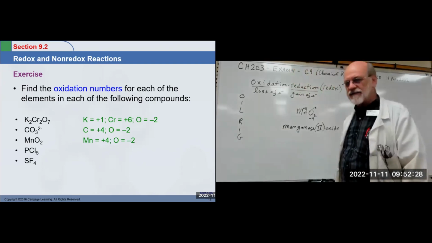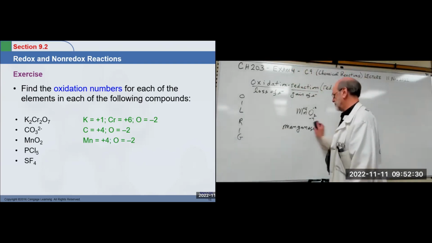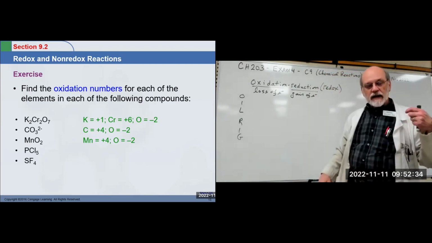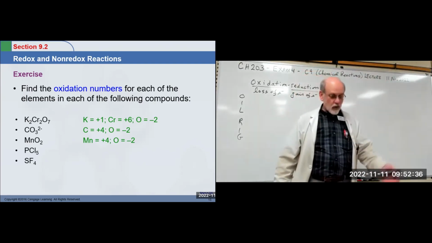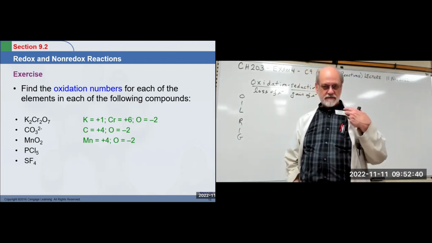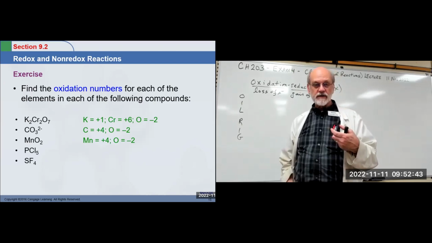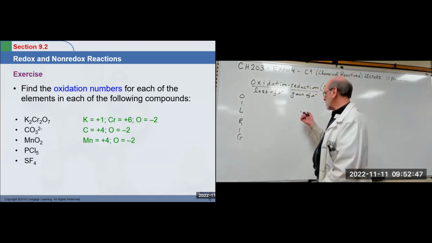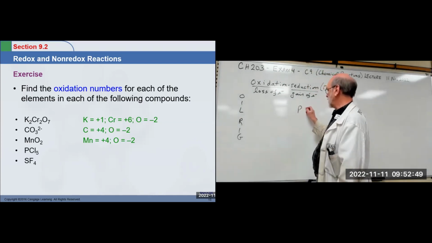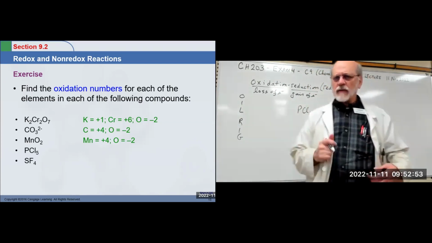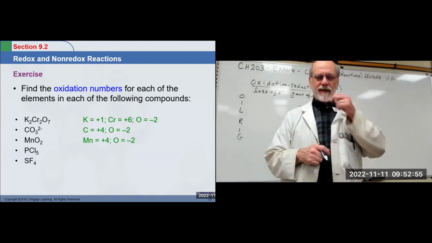How about PCl5? This is an example of a covalent compound, but we're going to use oxidation numbers as if there were charges. So PCl5 should be fairly simple. Right. Chlorine. Oh, I didn't give you that one.